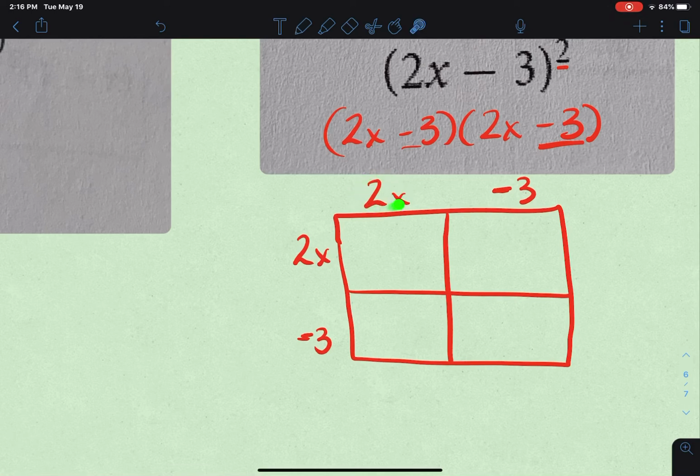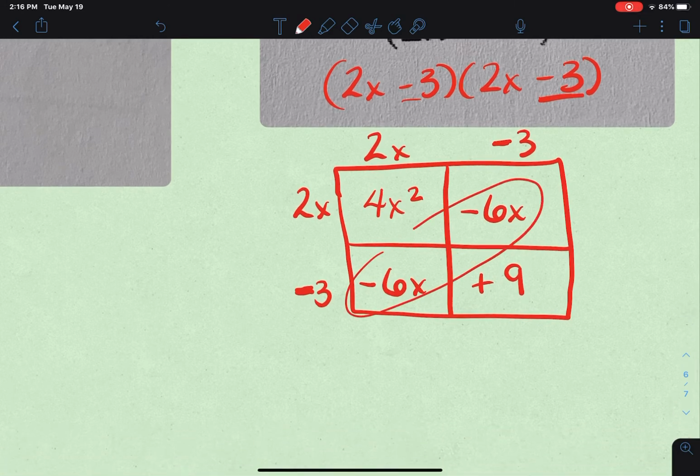Okay, so then I'm going to start to multiply. So 2x times 2x is 4x squared. 2x times negative 3 is negative 6x. Negative 3 times 2x is negative 6x. Negative 3 and negative 3 is positive 9.